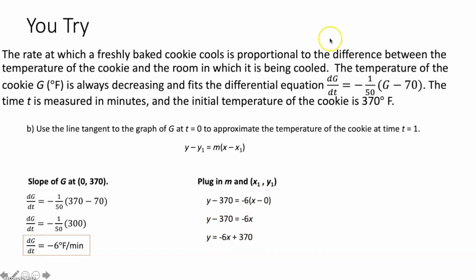The only issue is this question deals with g's and t's, not y's and x's. So instead of writing y, we're going to write g. Instead of writing x, we're going to write t. And now this would be the equation of our tangent line in slope-intercept form.